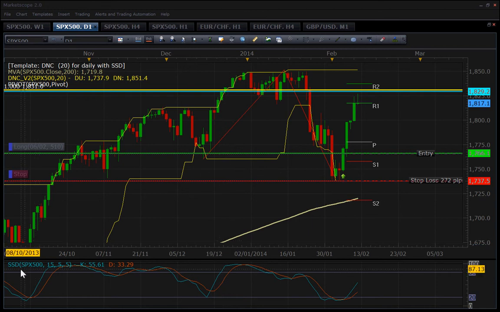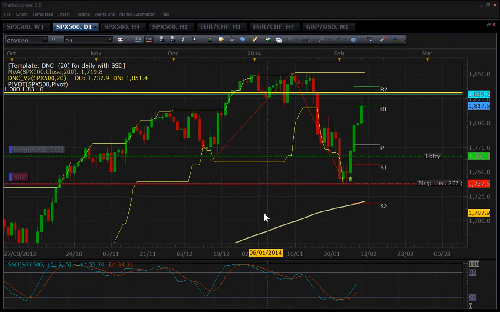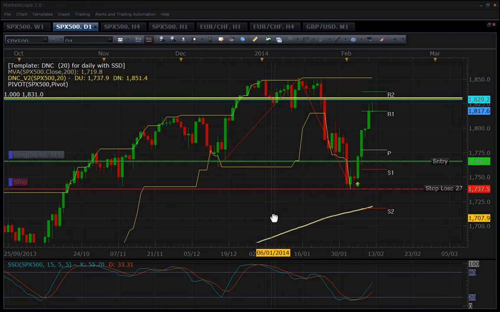And also I put in a slow stochastics with the settings of 15, 5 and 5. I find it kind of slows the outlook down, takes out all the noise, and makes it a little bit easier for me to look at, and just gives me more depth in terms of overbought, oversold areas. So I know exactly where I am.